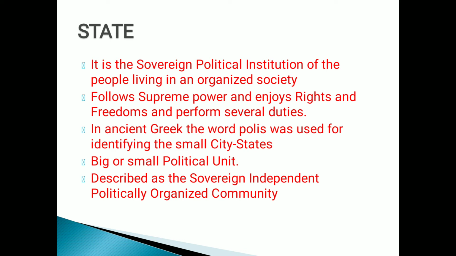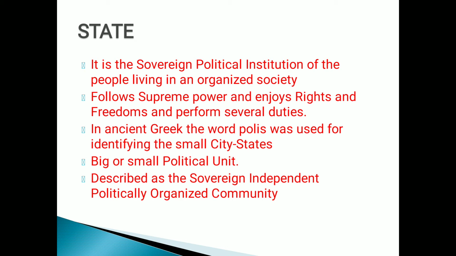Clear? So we can conclude by saying that a state is a politically organized community of people which is occupying a definite portion of territory and is exercising sovereign power through its government over all the persons and places falling in its territory. It is not under any external control. It is described as a sovereign, independent, politically organized community of the people. Then, a state is a political institution, organization, as well as a territorial sovereign entity.